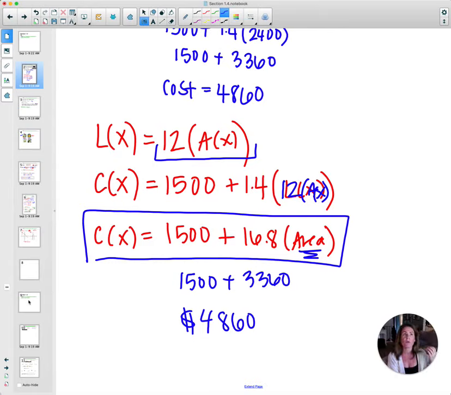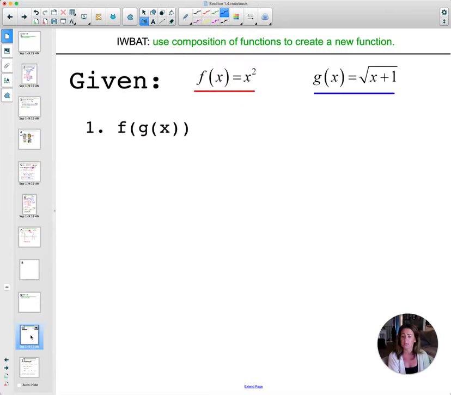Now, obviously, if you're only figuring out one bid for a deck, it's not really going to save you that much time. But if you're doing hundreds of these bids, and people are calling and telling you the square footage, and you're having to do 12 times the square footage, and then 1,500 plus 1.4 times that number, all of that takes time, and with a lot of bids, this way is going to save you a lot of time. As you get into more complicated business functions, making it simpler and faster can really simplify some calculations.